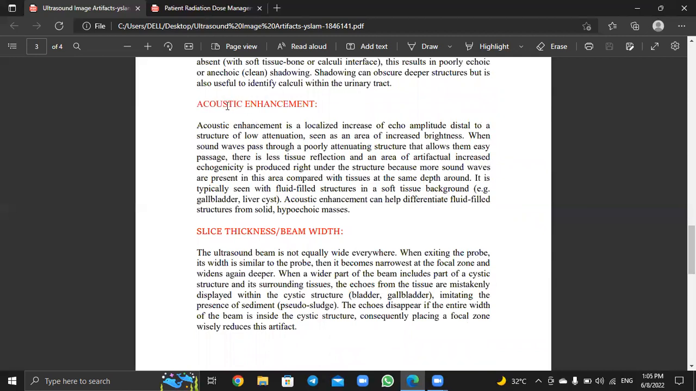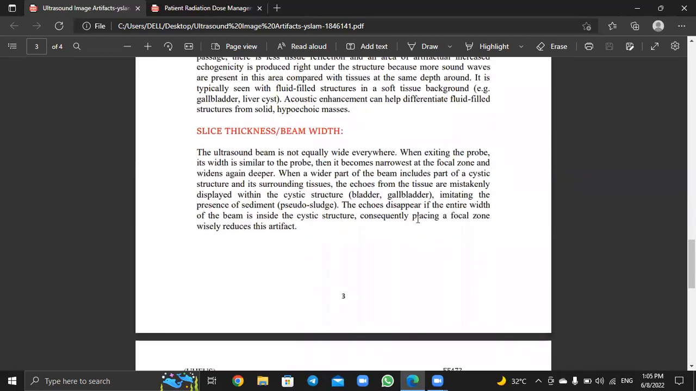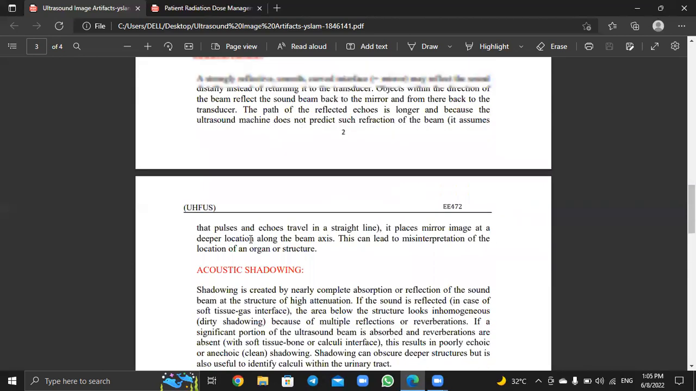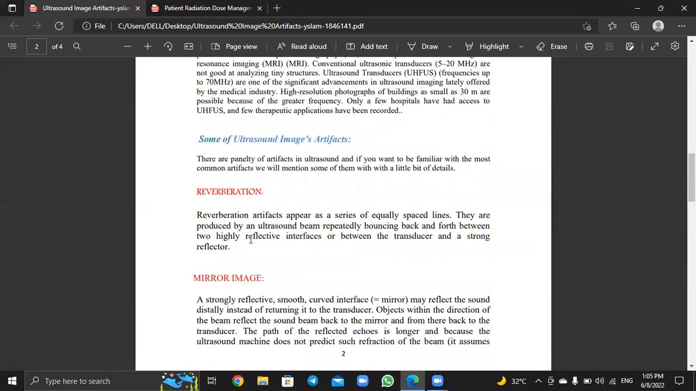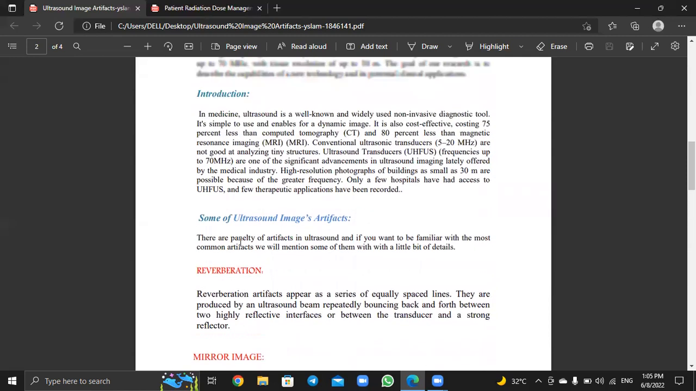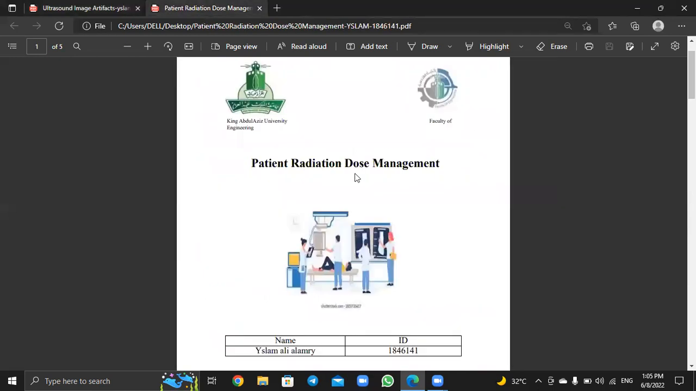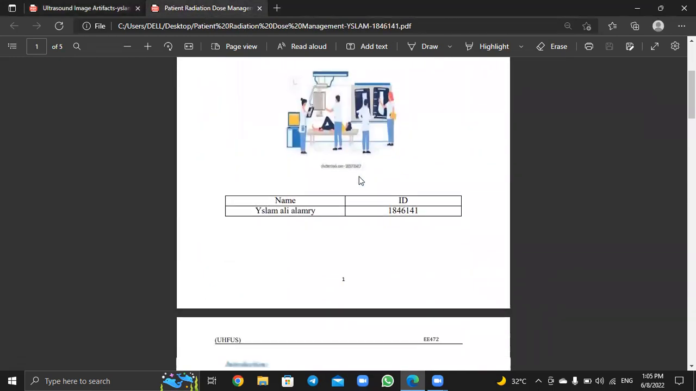The acoustic enhancement is localized increase of echo amplitude distal to a structure of low attenuation. And the last one is slice thickness, beam width. The ultrasound beam is not equally wide everywhere. So these are the five vocabularies, or I can say the five definitions that are so important in the ultrasound imaging artifact. Moving to the next part, which is patient radiation dose management.